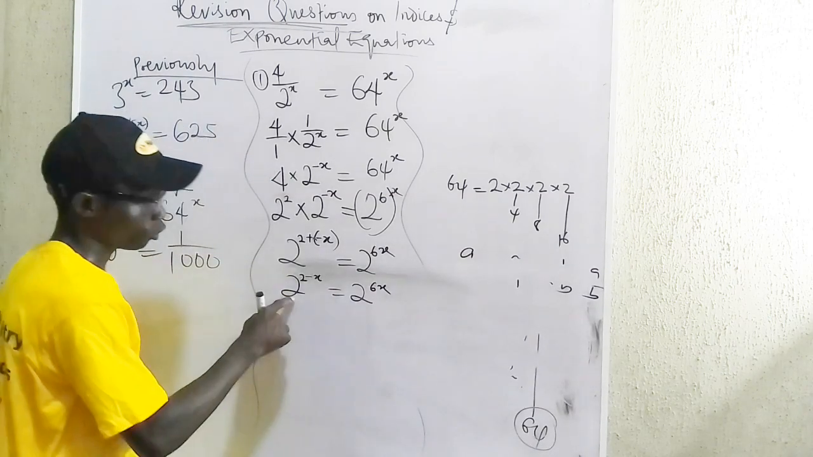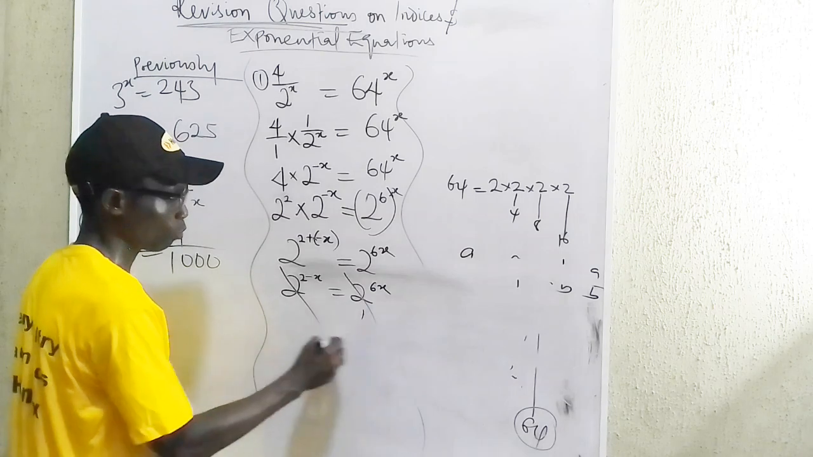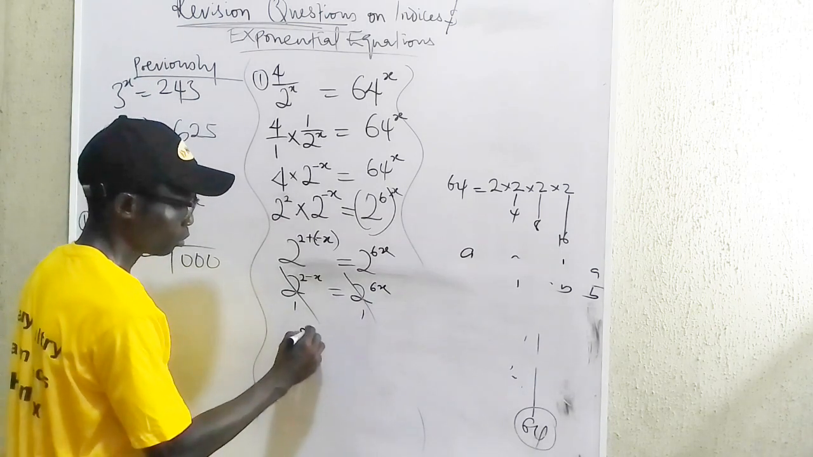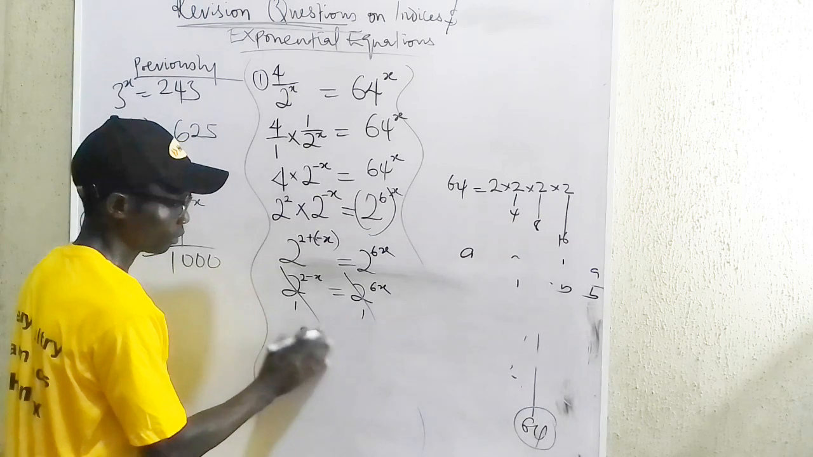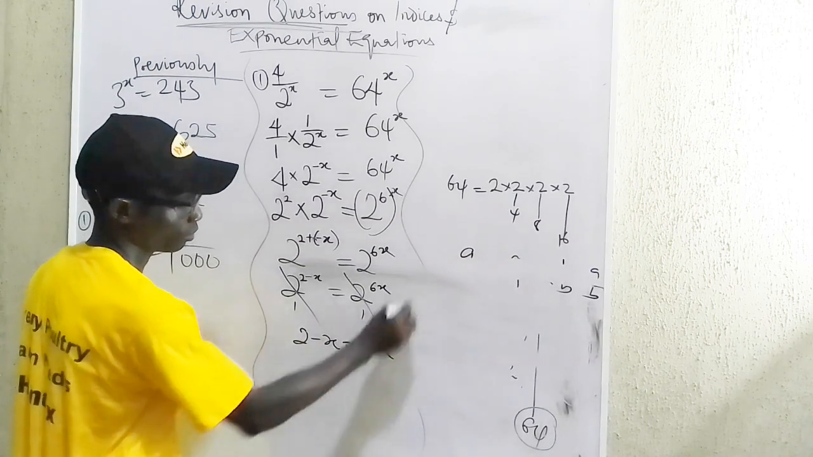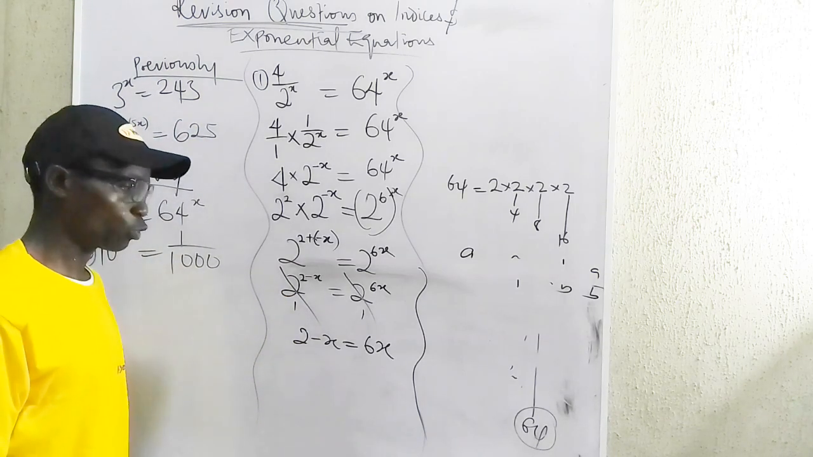Right? The two bases are the same, so you pick it up. This slash this becomes 1. So what do we have left? We have 2 minus x is equal to 6x. Right? That's it.